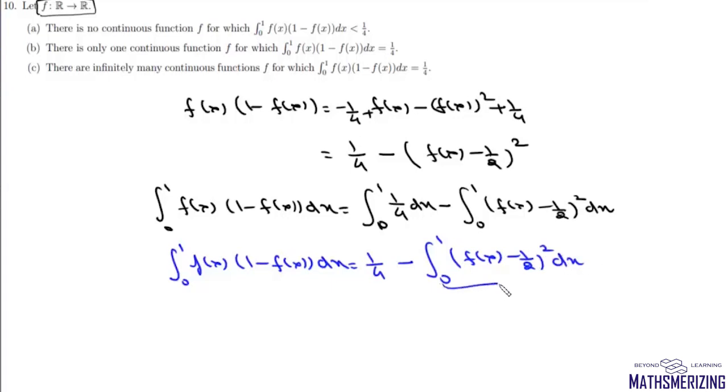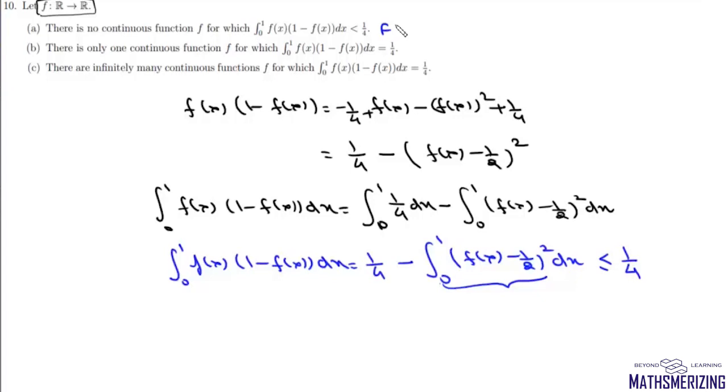Now this integral is integral of a function which always lies above the x-axis. So that means this integral will be a positive number, and if this integral is a positive number, then this value will always be less than or equal to 1 by 4. So this first statement, that there is no continuous function f for which this is 1 by 4, is obviously false. So any function which is not equal to 1 by 2 in this 0 to 1 interval will have this integral value that is less than 1 by 4.